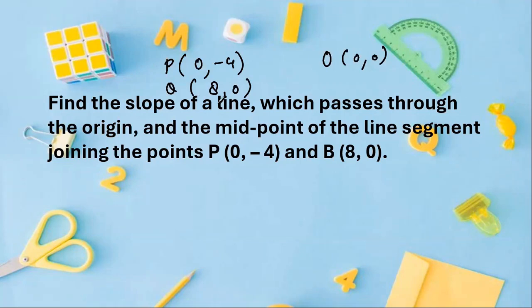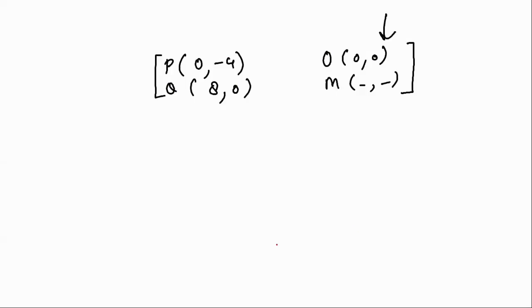So there is a line which passes through the origin and the midpoint. We don't know the midpoint coordinates right now, but we will find them for the line segment. So there are basically two lines, one passing through these 2 points, and one more line passing through the origin and M, right? We have to find the slope for this line. So let's start with that, everyone, and see how to do it.